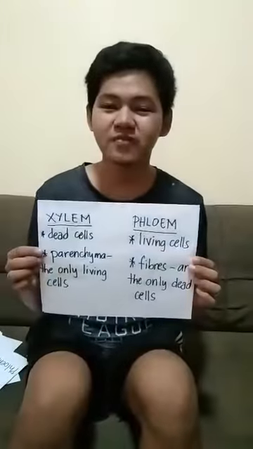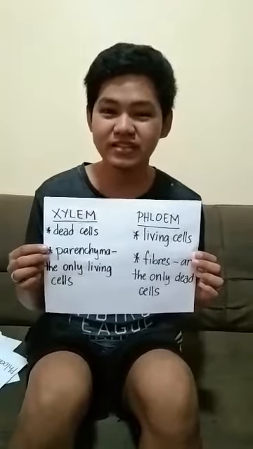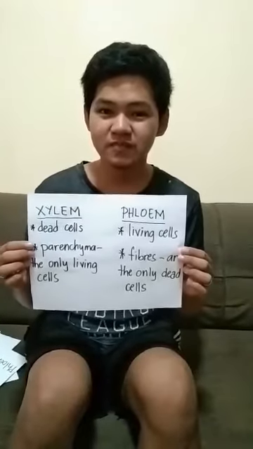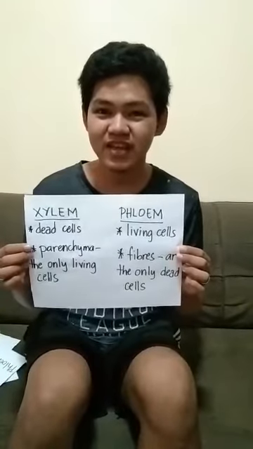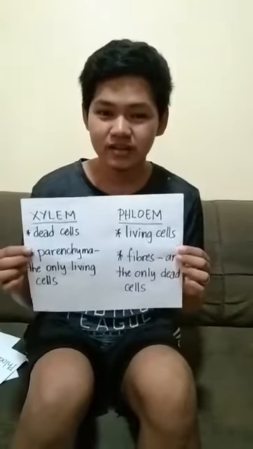So the xylem is made up of dead cells, and only the parenchyma are the living cells. While on the other hand, phloem is made up of living cells, and only the fibers are the dead cells.